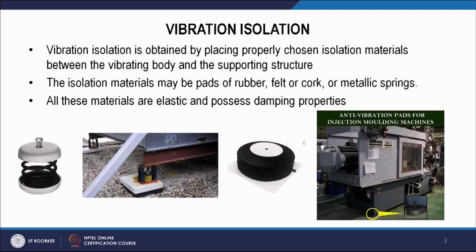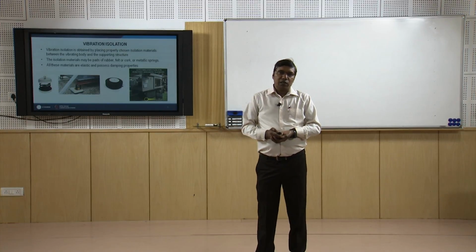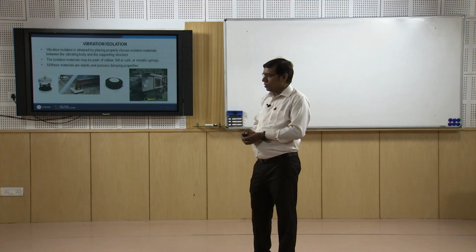Another example is injection molding machines, and here you can see the anti-vibration pads. There are some pads made of rubber, and they can be used as vibration isolators. Then there are some felt or cork and some metallic springs. These are some common components that are used for vibration isolation.